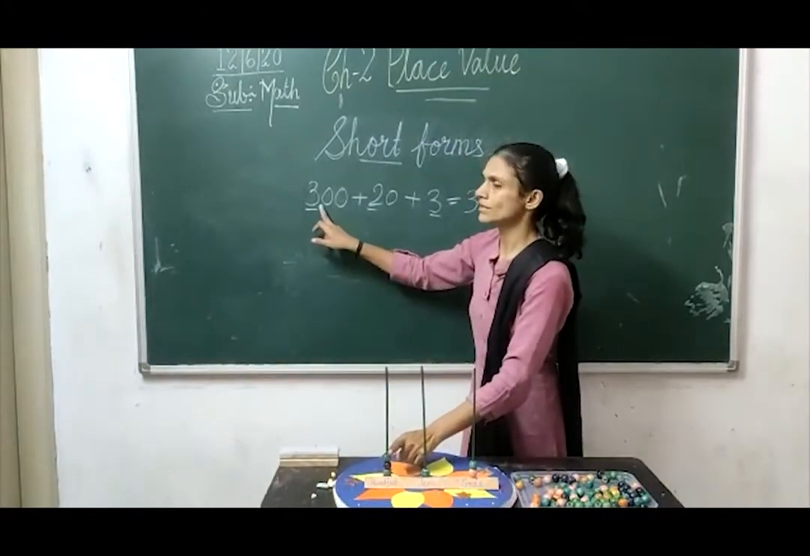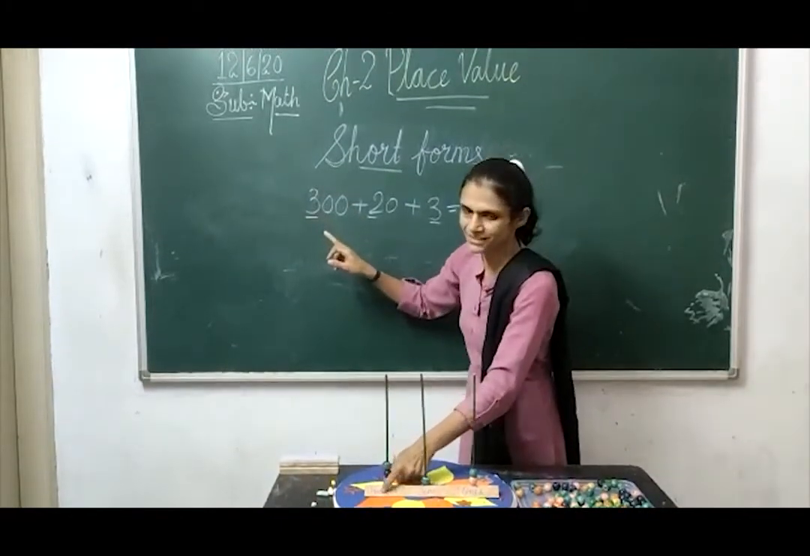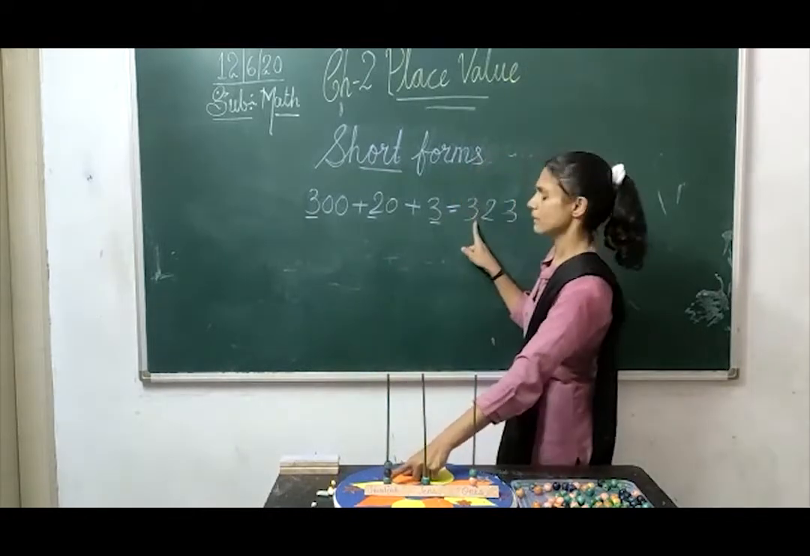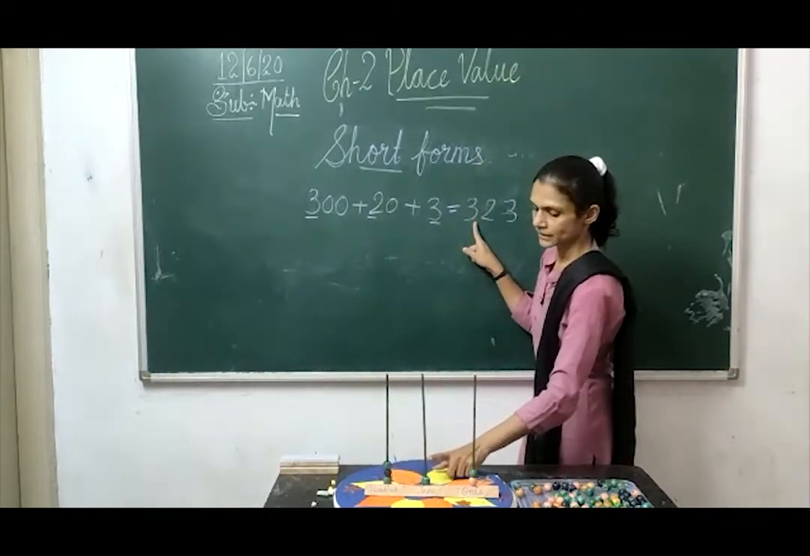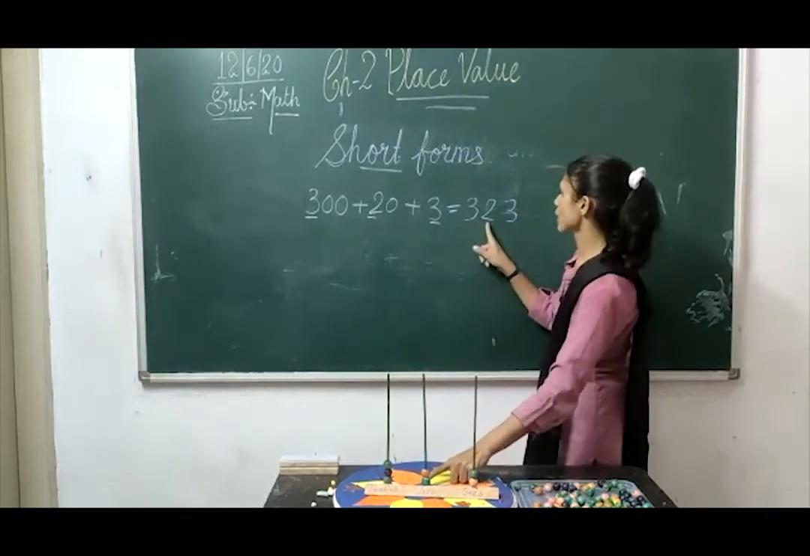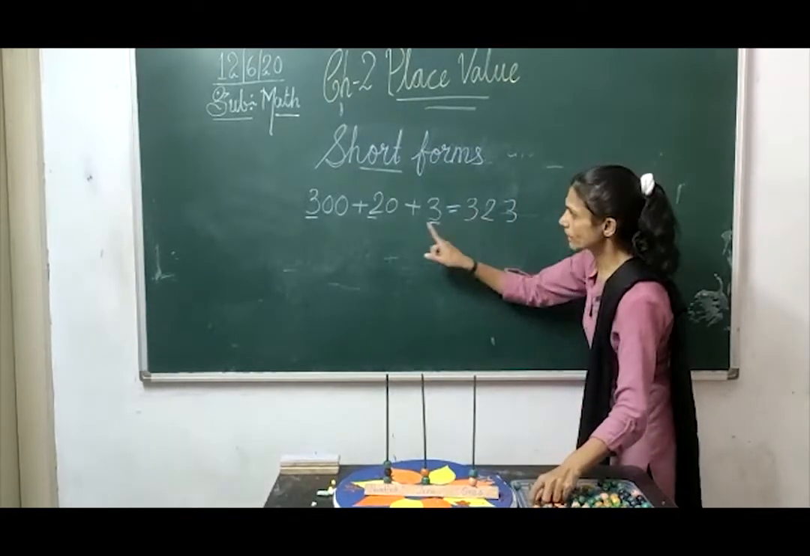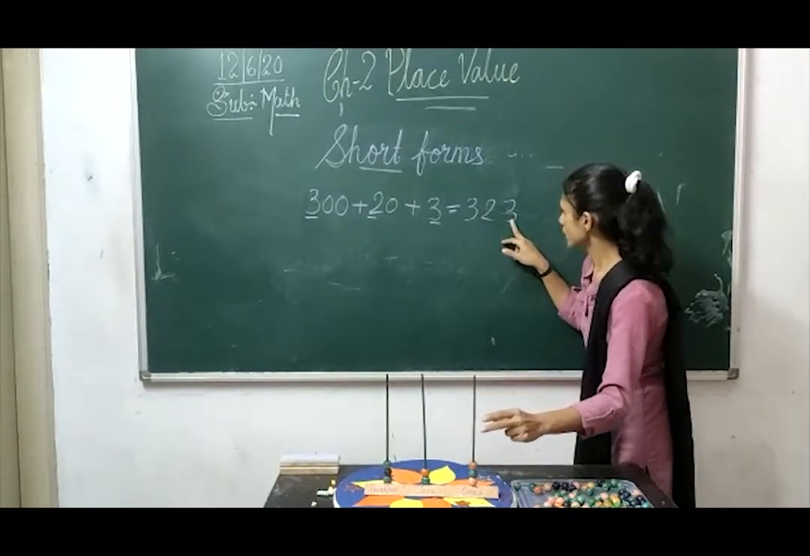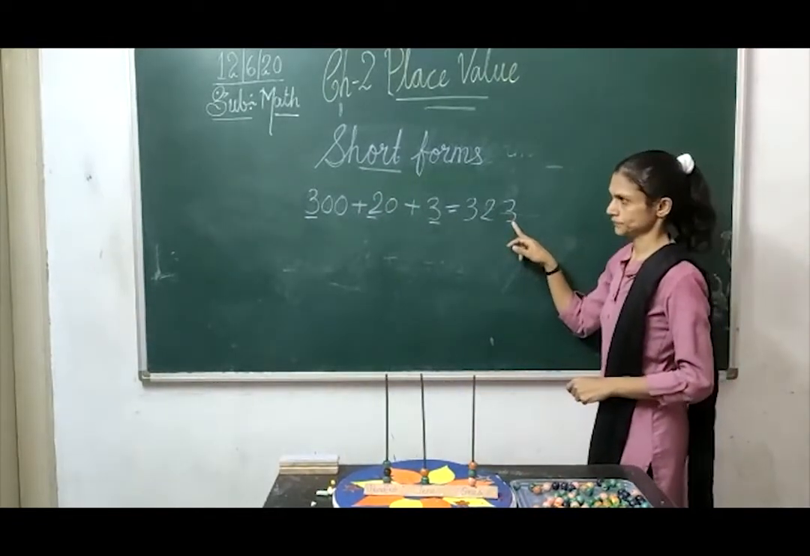You have done this expanded form as 300. But how many beads are there? 3 beads were there. We are writing 3 here. Then how many beads are here? 2 beads are here. So you have to write 2. And how many beads are here? 3. So I will write 3 here.